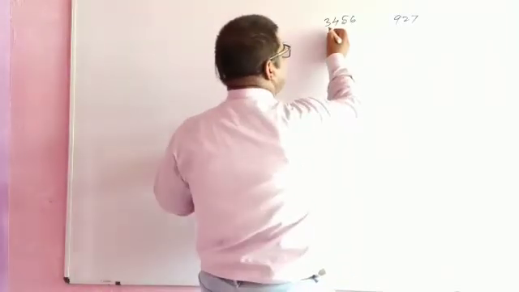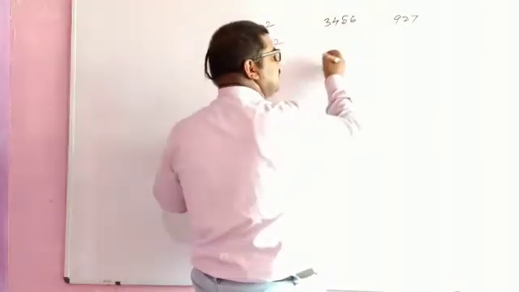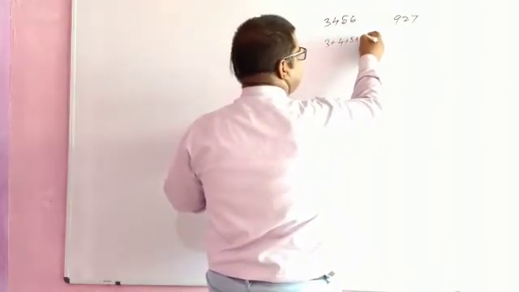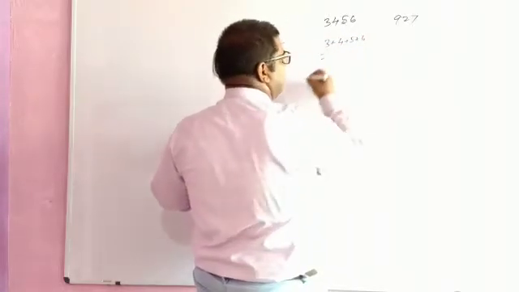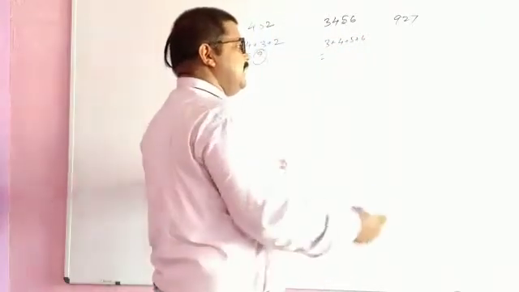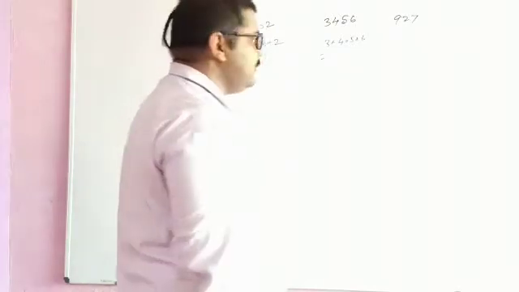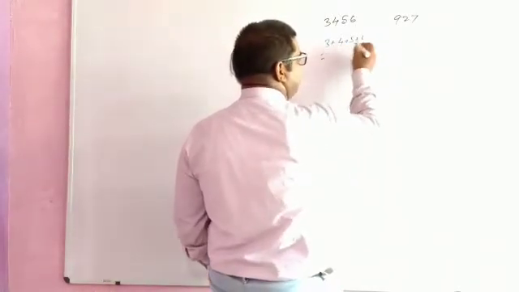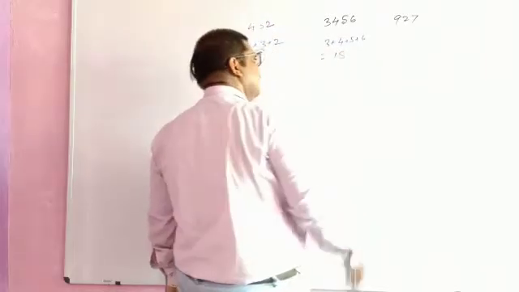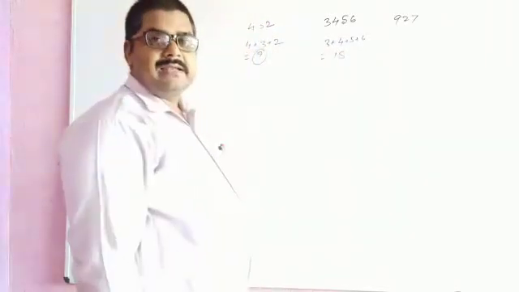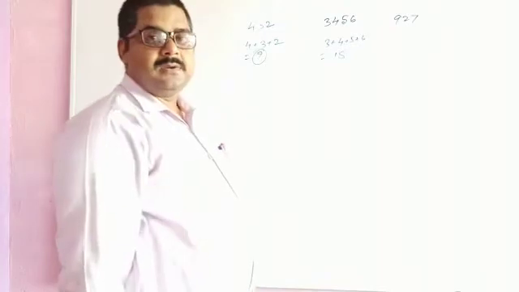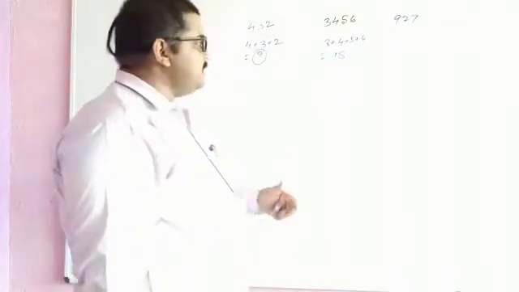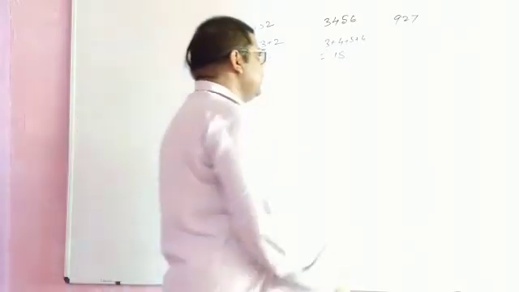Similarly, in the case of 3456, you need to add all the digits in this number. If you add them together, you get 3 plus 4 is 7, 7 plus 5 is 12, plus 6 is 18. And you know that 18 is exactly divisible by 3. This is why this number must be divisible by 3.